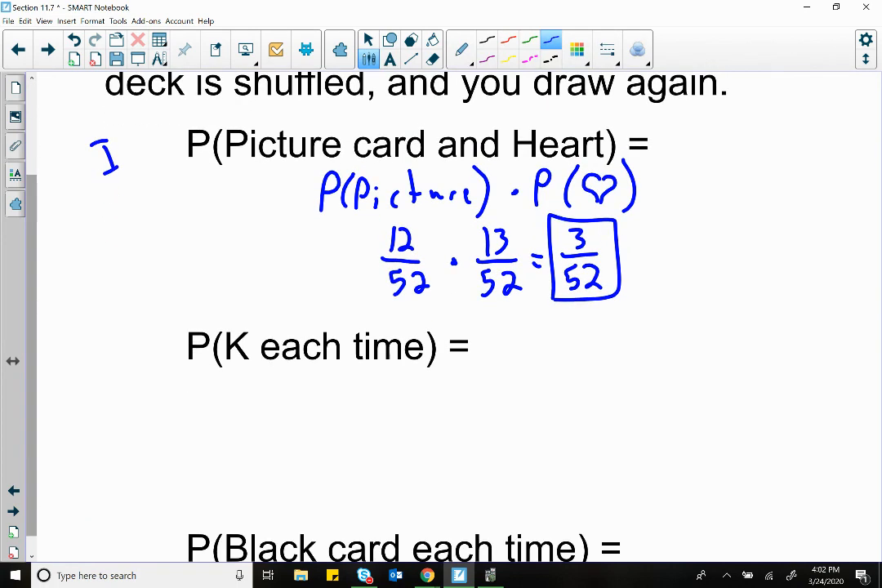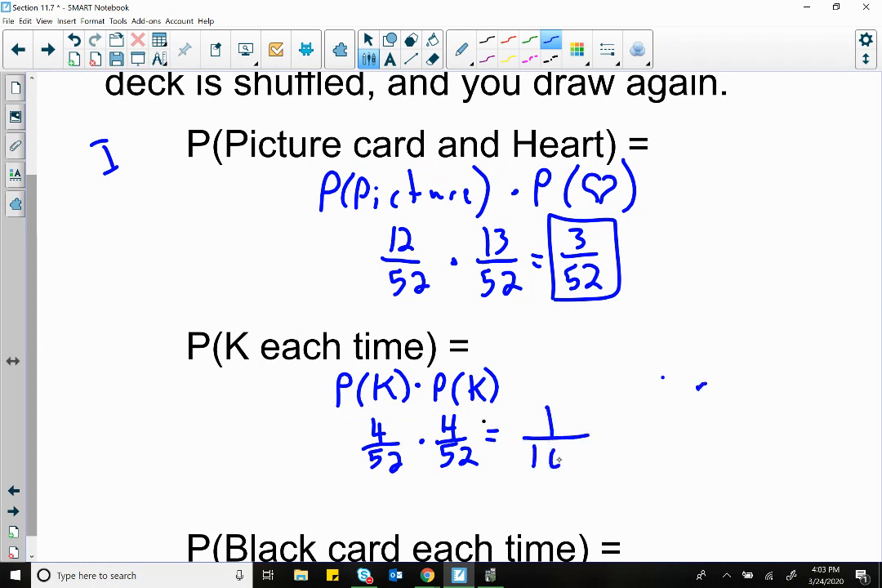So the next one, we want a probability of a king each time. So the probability of a king times the probability of a king, because it's independent. Well, how many kings are there? There are 4 out of 52. Times how many kings are there again? 4 out of 52. So what does that give us? 4/52 times 4/52 gives us 1 out of 169. Okay?